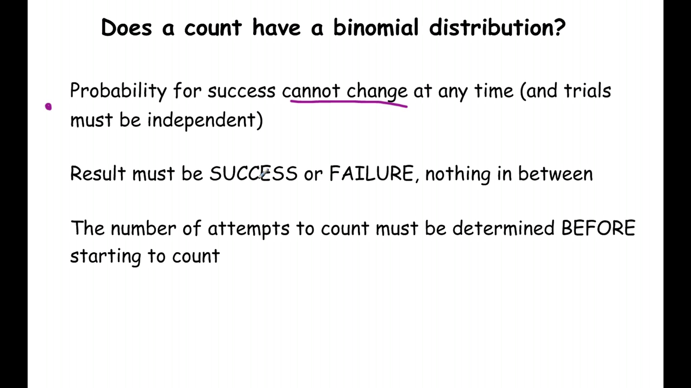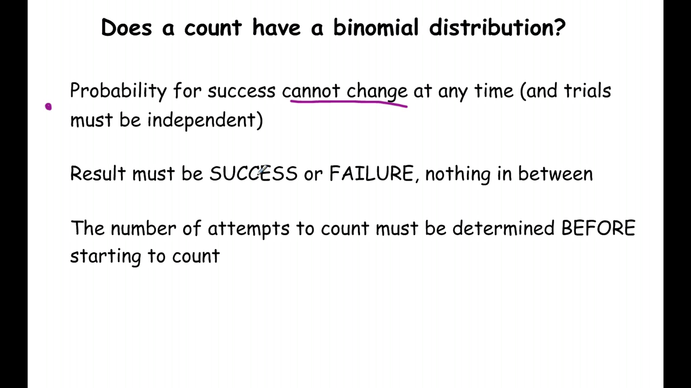Second thing, the result has to be a success or failure. There's no other options. Basically, you have two choices. If you said, what is your favorite team? The Packers, the Vikings, or the Bears? That would not allow you to use the binomial distribution. You would instead have to rephrase your question as something like, is your favorite team the Vikings? Yes or no? Anything that has only two options.